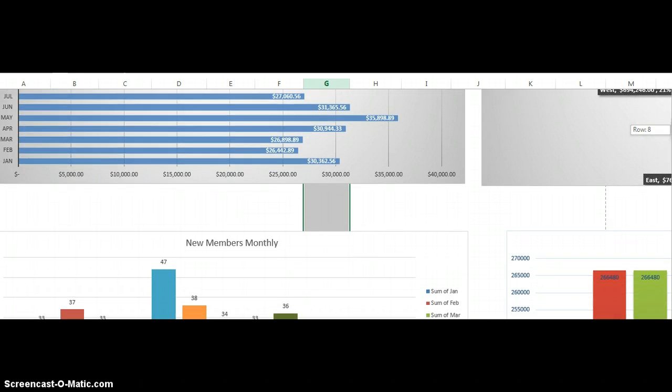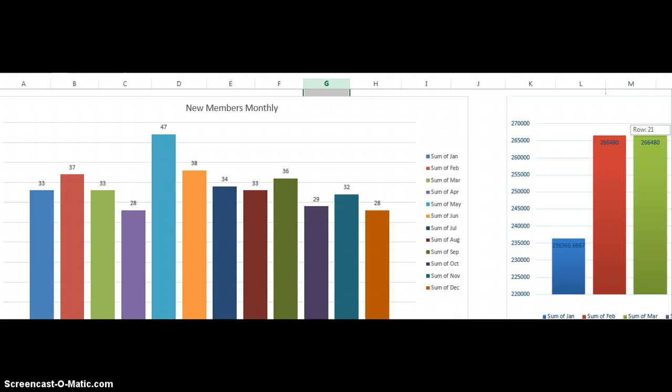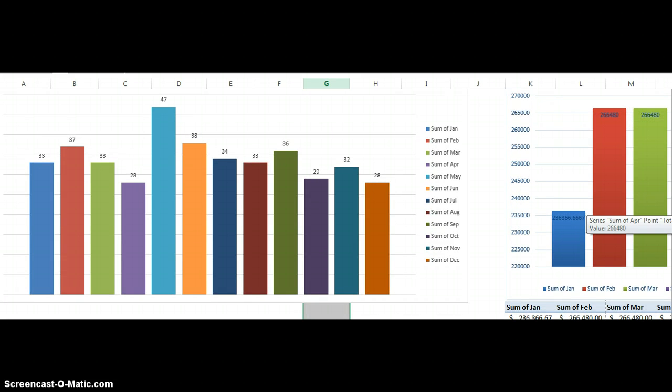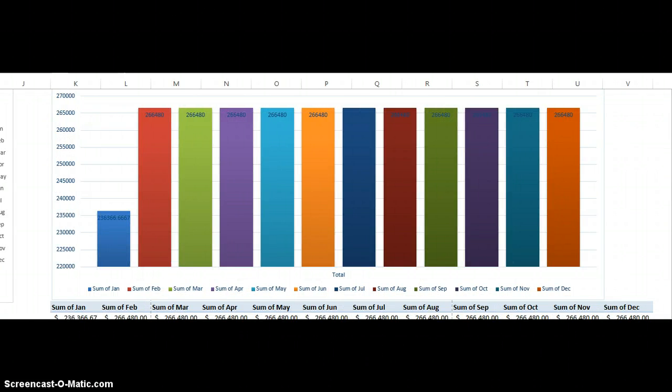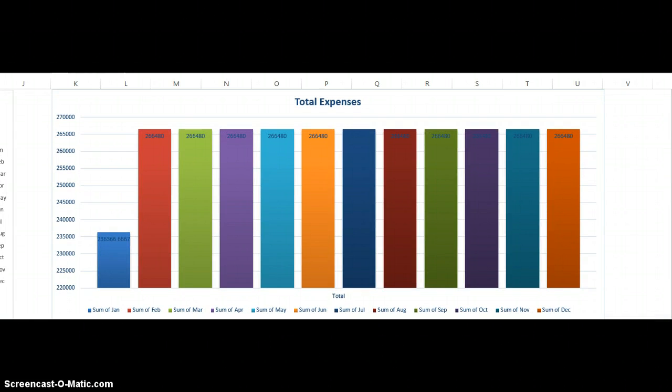The next chart down here that we have is new members monthly. Here we can see how many new members we're getting each month. It looks like in May we're getting the most new members, rather than in April where we have the least amount. The next chart that we have is this chart, and this is our total expenses.